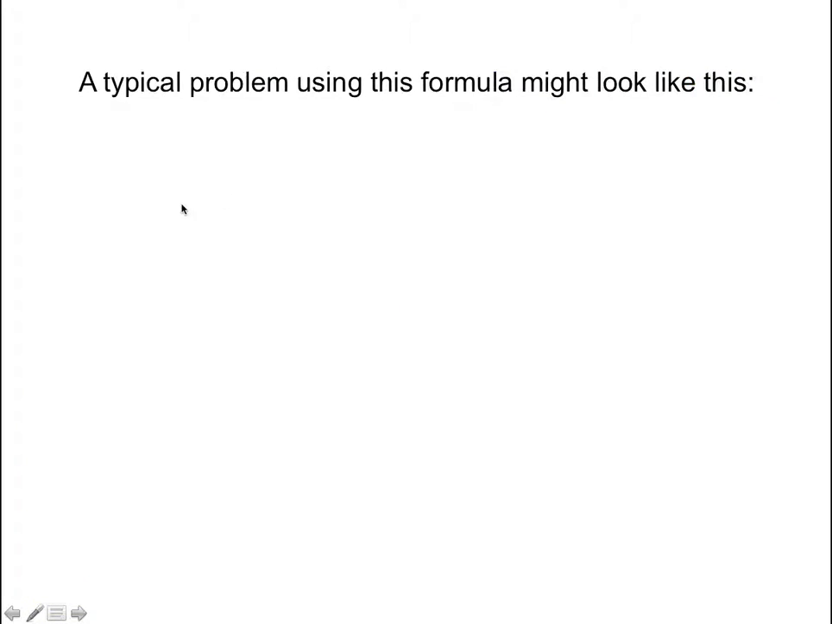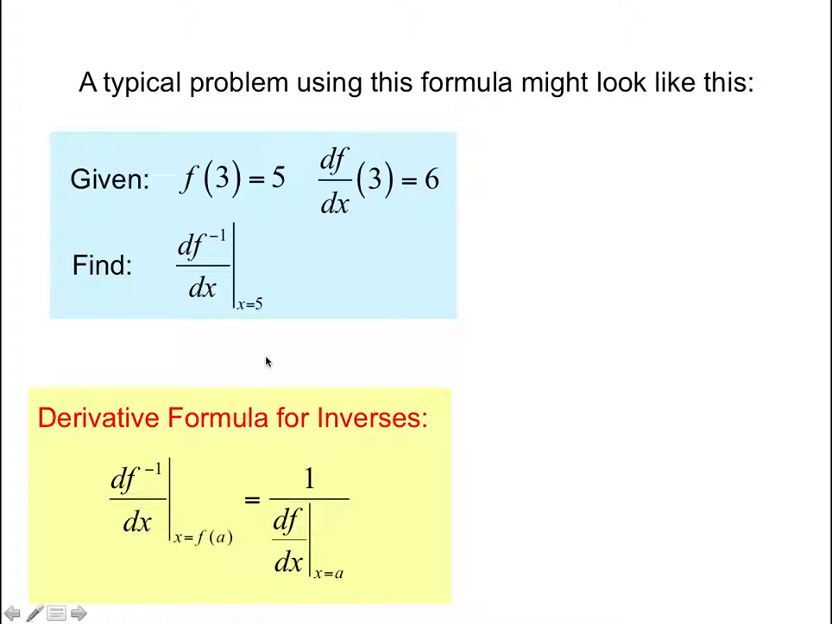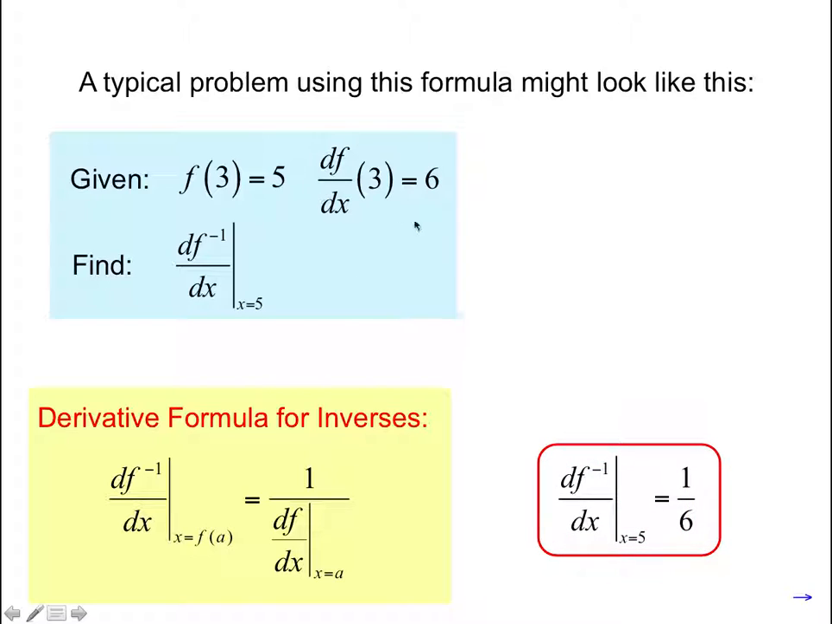So for instance, a typical problem might look like this. If we have a function, when x is equal to 3, y is equal to 5, and we know the derivative at 3 is 6, then the derivative of the inverse at 5, evaluated at the y value, is going to have to be 1/6, the reciprocal of the derivative evaluated at the x value. And so that's how we work with finding the derivative of inverse functions when we're just given values.